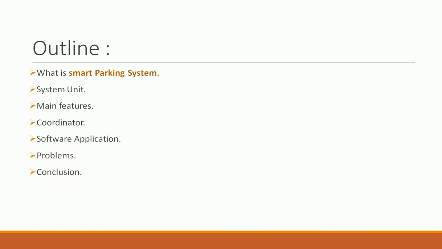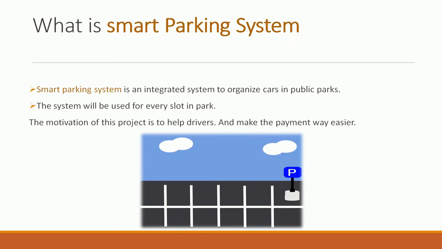In this outline: what is a Smart Parking System, system unit, main features, coordinator, software application, problems, conclusion. What is a smart parking system? A smart parking system is an integrated system to organize the cars in public parks. This system will be used for every slot in the park. The motivation of this project is to help the drivers and make the payment way easier.